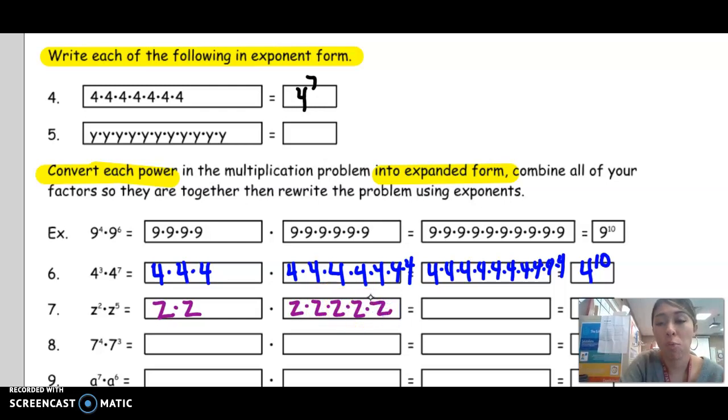So now I have a total of 7 z's. So 1, 2, 3, 4, 5, 6, 7. So in my box, I am going to write z to the power of 7, because there are 7 z's. I hope you guys are starting to see a pattern with that. I won't tell you the pattern yet. Hopefully you are able to see it.